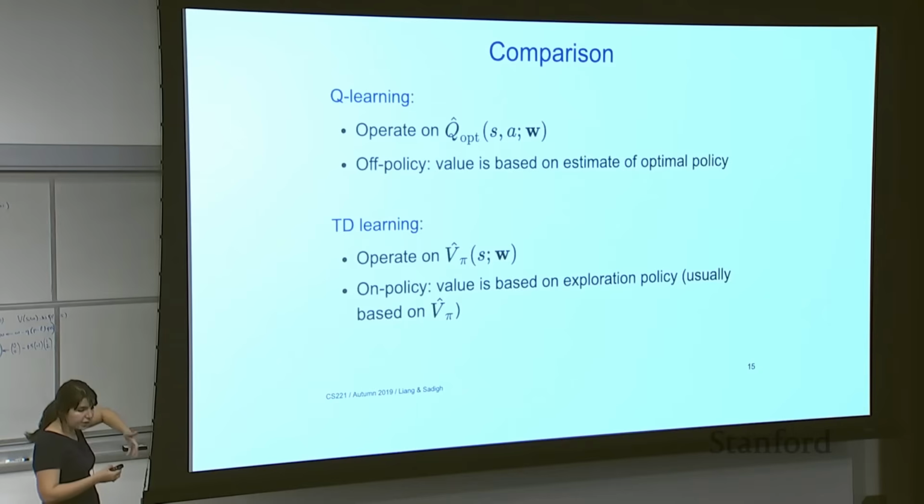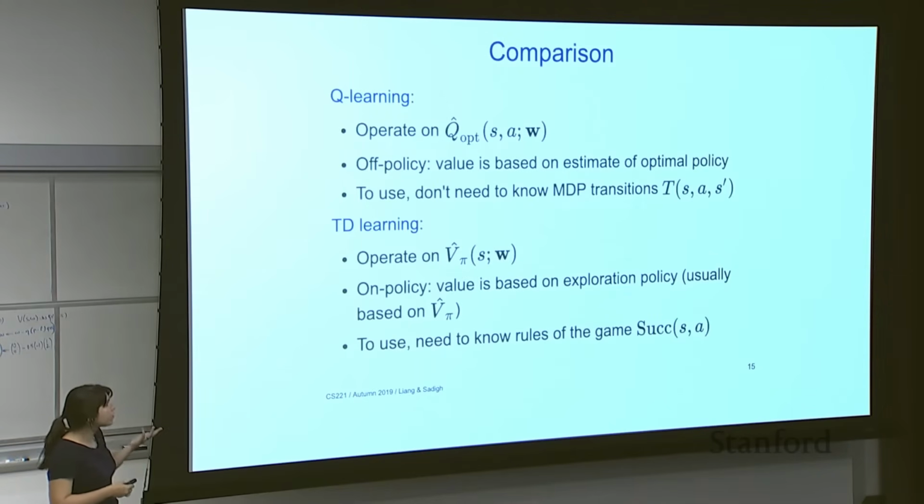So the value is based on this estimate of the optimal policy, which is this Q opt. It's based on this optimal policy. But in the case of TD learning, it's on-policy. The value is based on this exploration policy, which is based on a fixed pi. And sure, you're updating the pi, but you're going with whatever pi you have and running with that and keep updating it. Okay, so that's another difference.